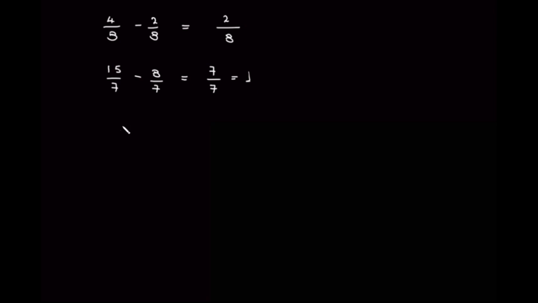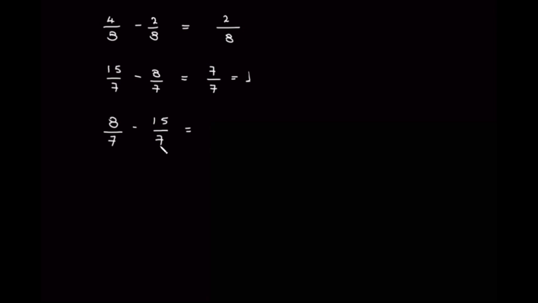What about if we have 8 over 7, remove 15 over 7? What do we do there? We're talking about negative numbers here as an answer. Notice I didn't say minus numbers, it's negative numbers.